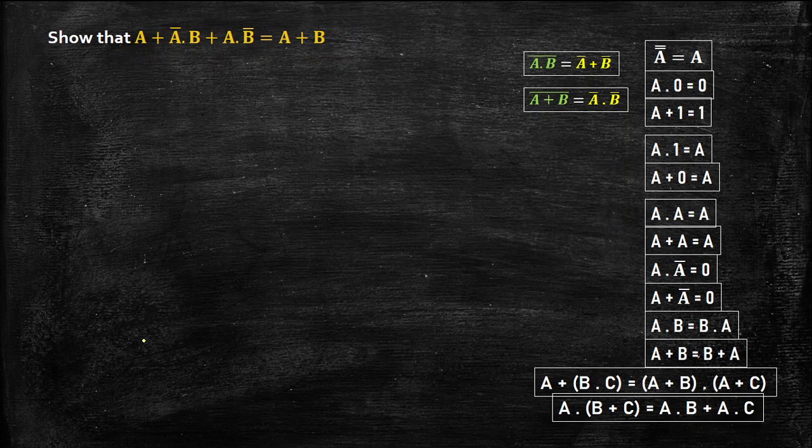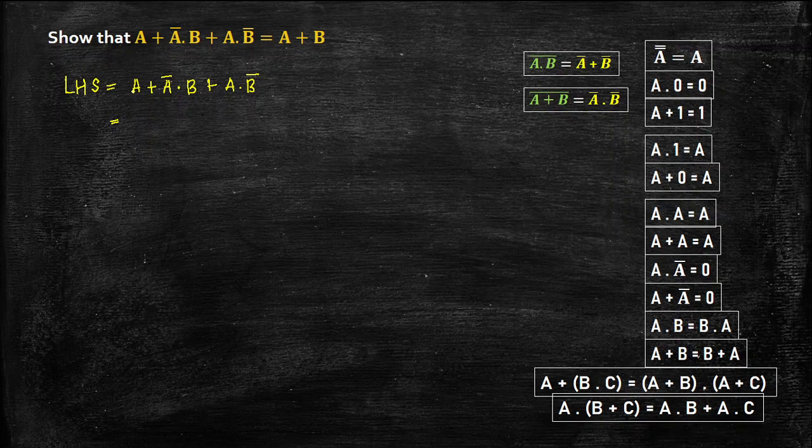Let us see the next question, right? The next question is a plus this is equal to a plus b, we want to show. So let us start with LHS first. LHS is a plus complement of a dot b plus a dot complement of b, right? So therefore now let us see what is going to happen here.